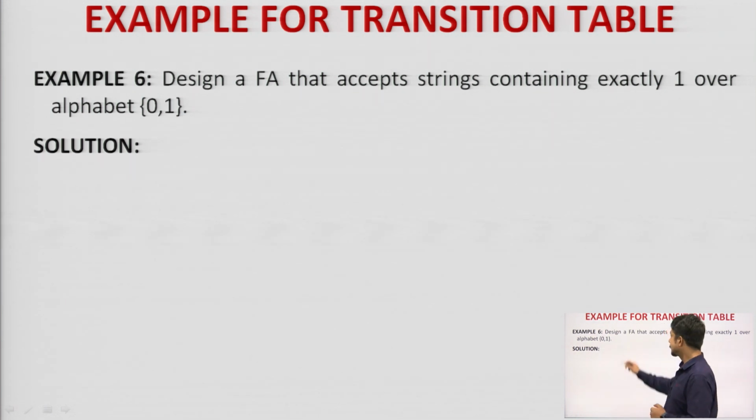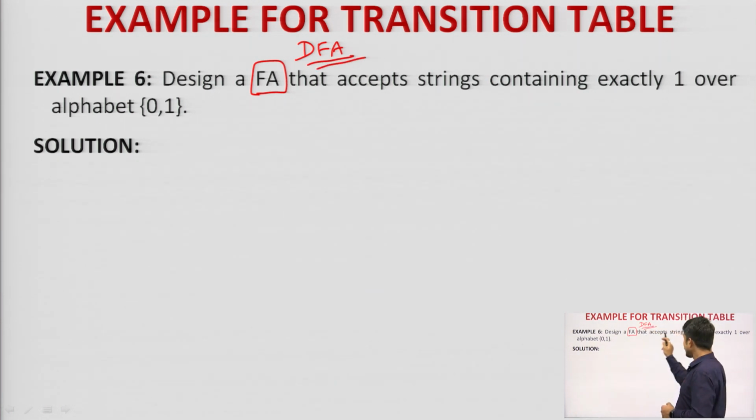In example number 6, it is very easy, you need to understand the language first. The language says: design a finite automata, normally you can take it as a DFA concept, that accepts strings containing exactly 1, not more than 1, not less than 1, exactly 1, over the alphabet 0 and 1.